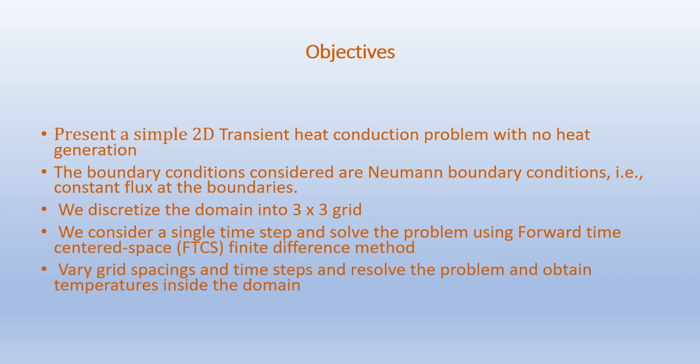We consider constant heat flux at the boundaries. We will discretize the domain into a 3 by 3 grid. We'll consider a single time step and solve the problem using forward time centered space, or FTCS, finite difference method. We'll vary the grid spacings and time steps and resolve the problem and obtain temperatures inside the domain.